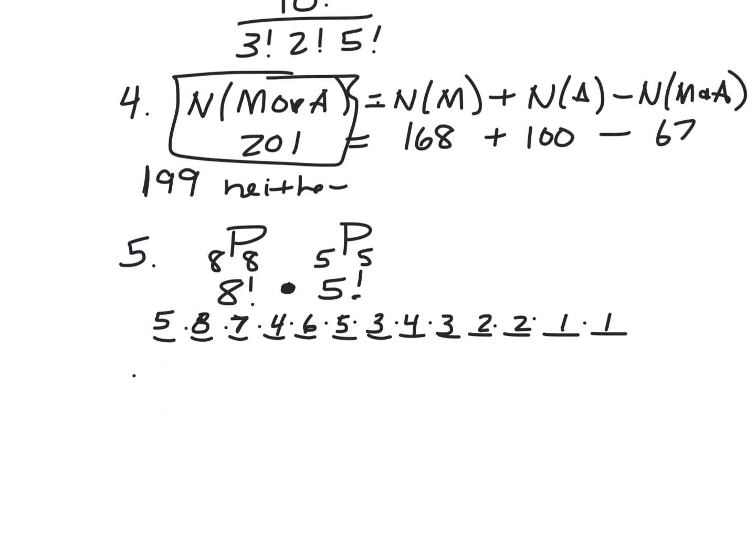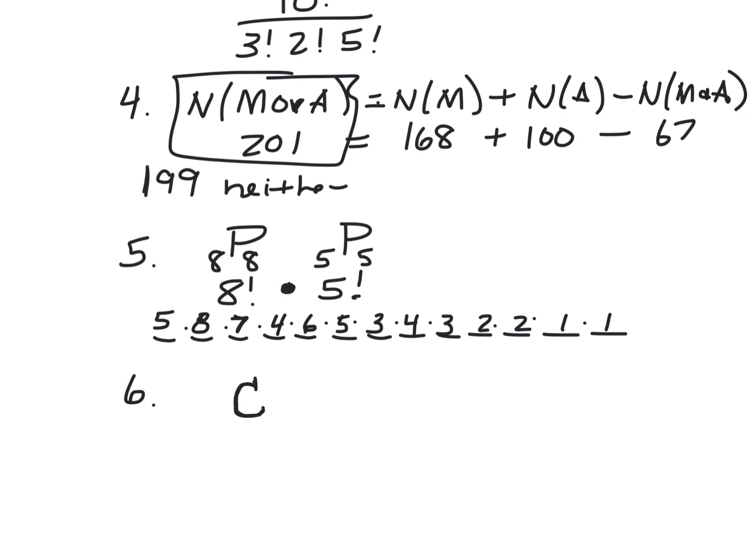Number 6, we got 6 teams. We want to know how many games will have to be played. So does order matter? No, because if Springfield plays Sleepy Eye, then Sleepy Eye doesn't have to play Springfield. The order does not matter. I just need 2 of those teams, and they cannot repeat. Order's not important. You don't have repetition.